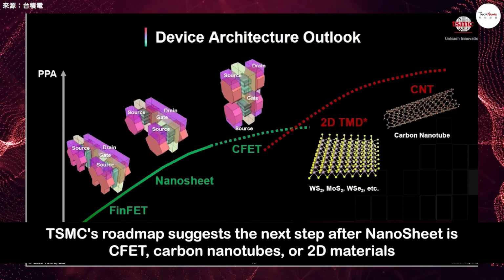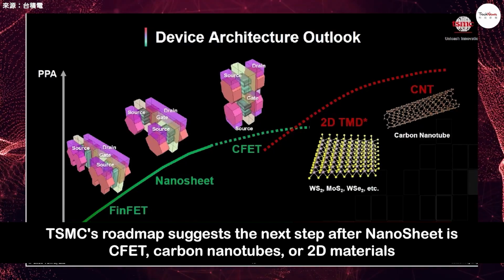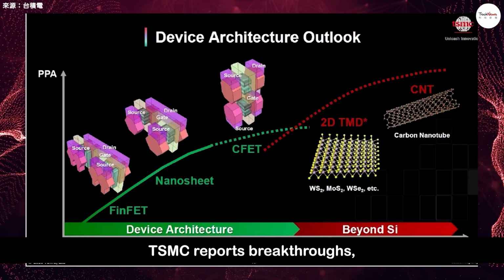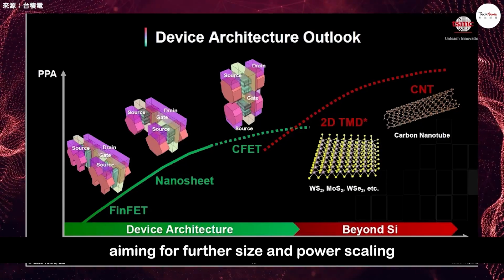TSMC's roadmap suggests the next step after nanosheet is CFET, carbon nanotubes, or 2D materials. TSMC reports breakthroughs aiming for further size and power scaling.